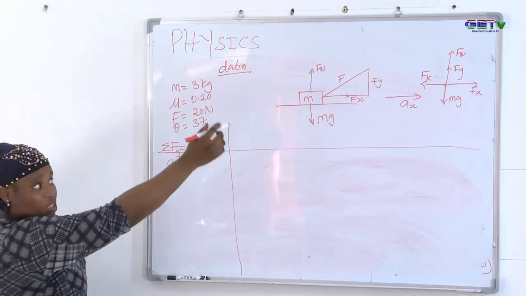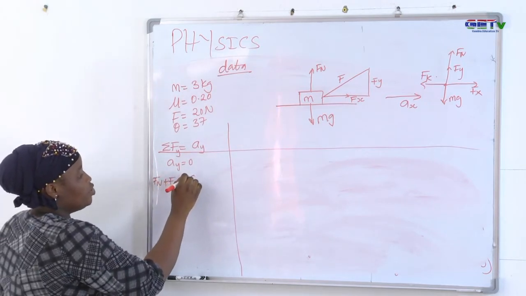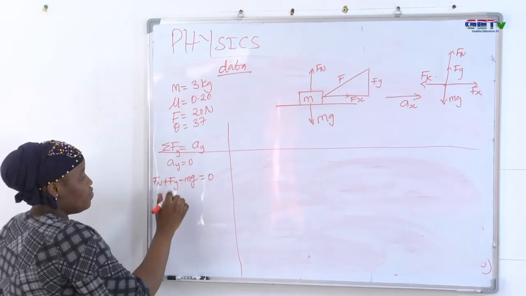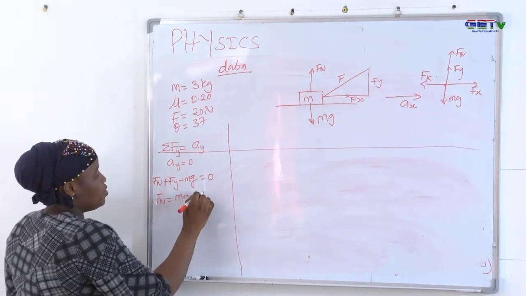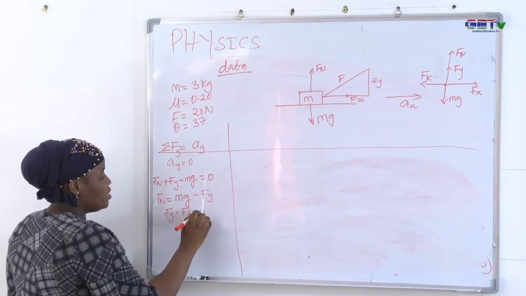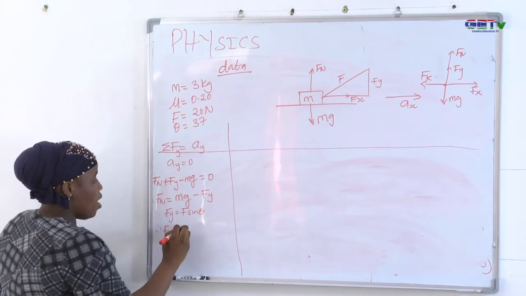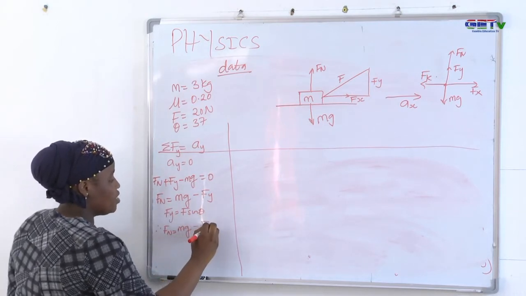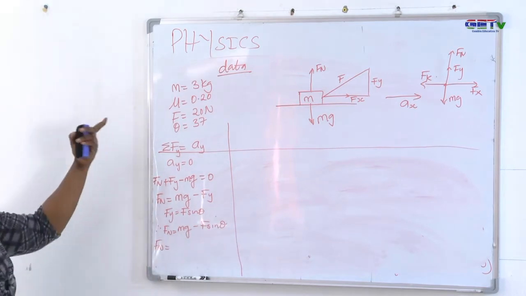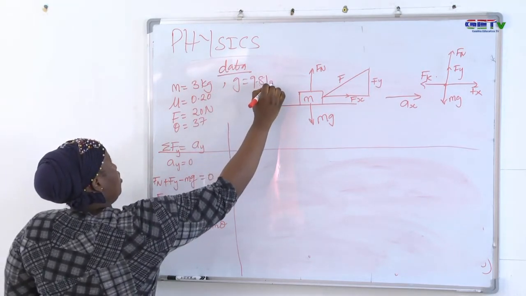The sum of forces acting will be Fn plus Fy minus mg, which is equivalent to 0 since a is 0. This gives us Fn equals mg minus Fy, where Fy is given as F sine theta. Therefore, Fn becomes mg minus F sine theta. Can we solve for Fn since all the variables are given? The mass is given, gravity is given.